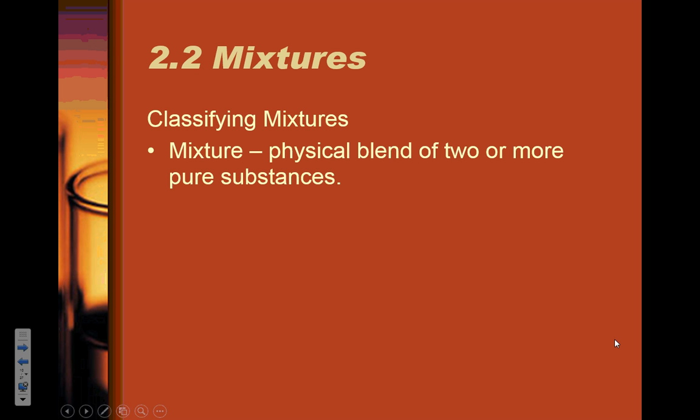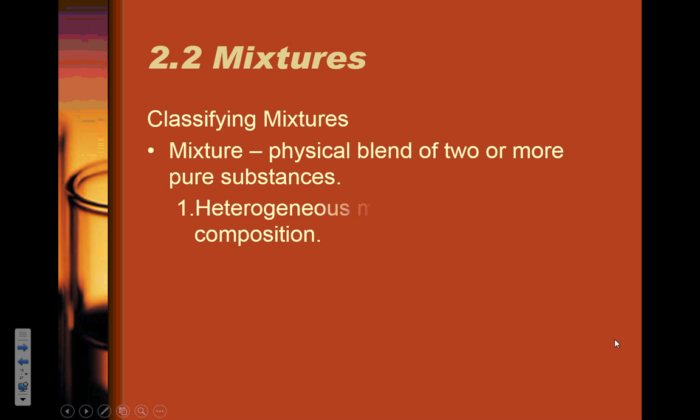A mixture is a physical blend of two or more pure substances. That makes it very different from a pure substance, because remember, a pure substance couldn't be separated by physical means. So if we take pure substances and physically blend them together, we can also physically separate them.